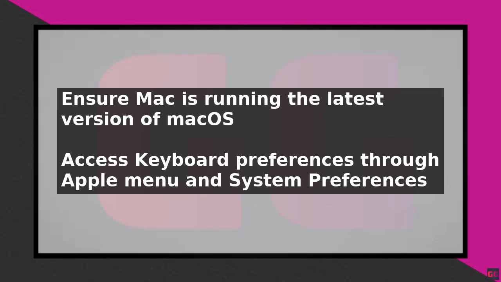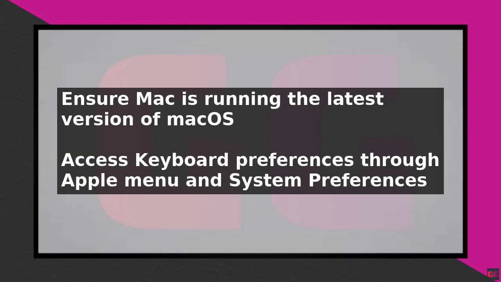To dictate speech to text on a Mac, you will need to use the built-in dictation feature. First, make sure your Mac is running the latest version of macOS. Go to the Apple menu and select System Preferences. Then click on Keyboard. In the Keyboard Preferences window, click on the Dictation tab.